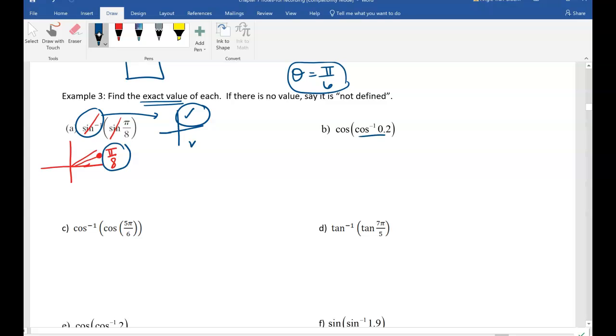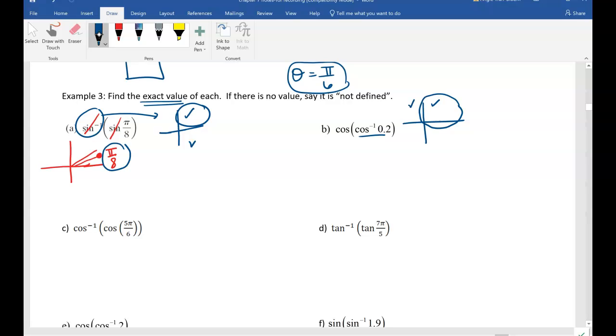So first we will execute inside the parentheses. It's an inverse, so it has restriction. It's restricted to 1 and 2. Oh, I just did the 2 and 1, but that's okay. You know what I mean. It's a positive number. 0.2 is a positive ratio. So we know this angle will come from quadrant number 1.